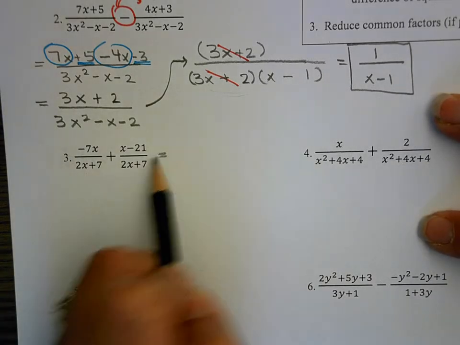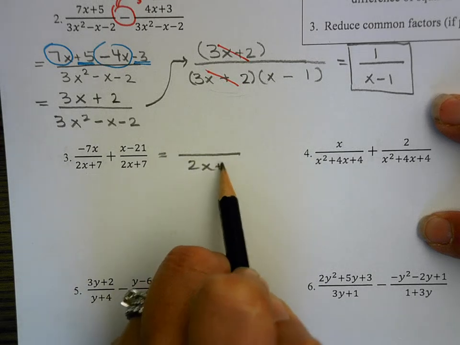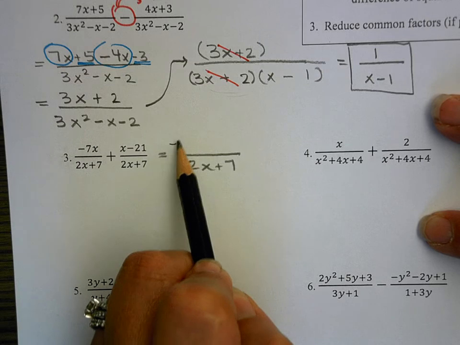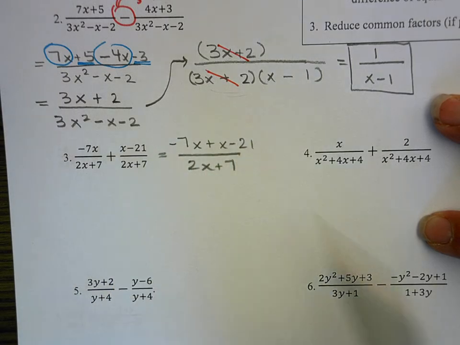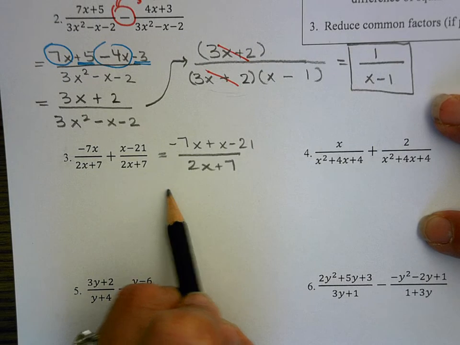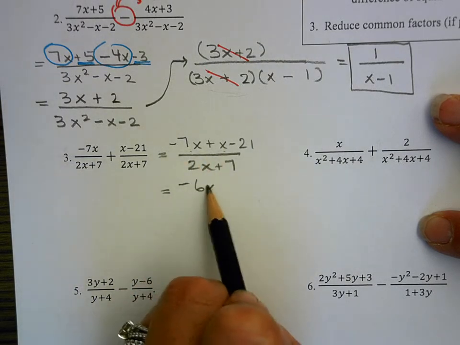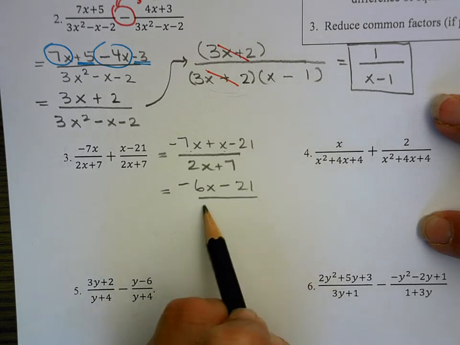So again, I have a common denominator of 2x plus 7. And then I'm going to add my numerator. So I have a negative 7x, and I'm going to add that to x minus 21. So combine like terms. If I add these together, I would get negative 6x, and then minus 21, because nothing combines with it.